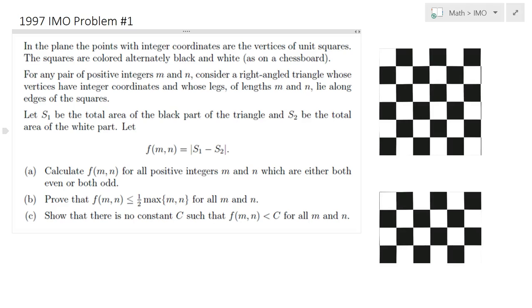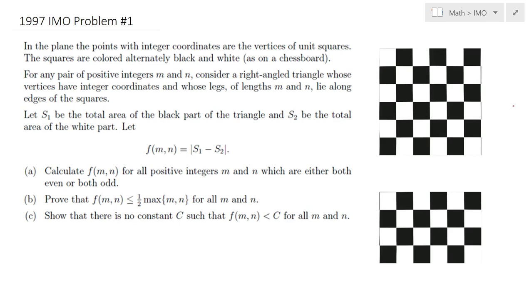Hello everybody. In this lecture we will be solving 1997 IMO problem number 1. Here is a view of this problem. In the plane, the points with integer coordinates are the vertices of unit squares, and the squares are colored alternately black and white. As you can see, I demonstrated a few examples here.